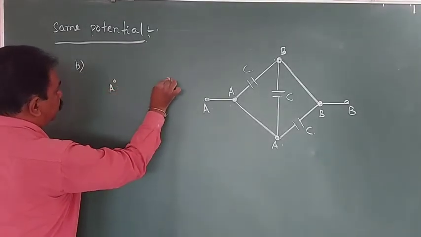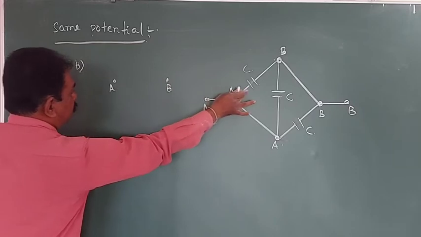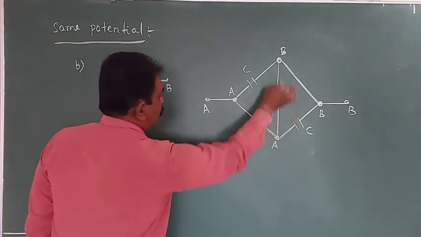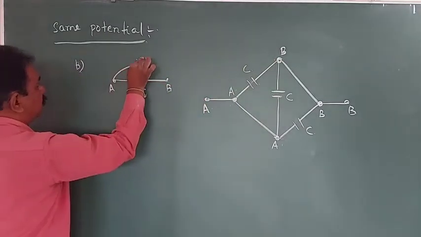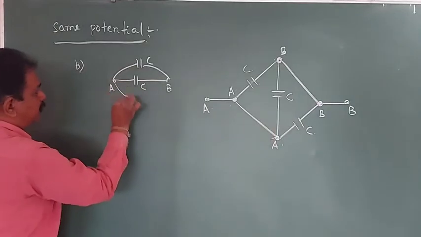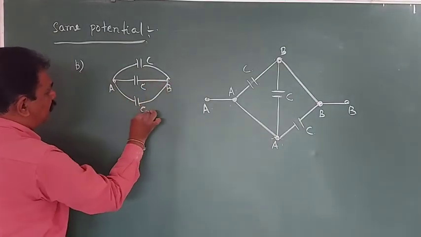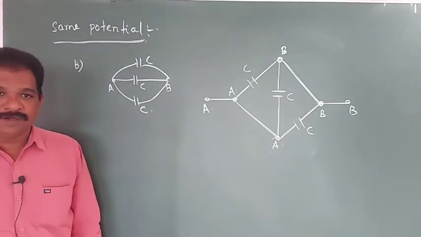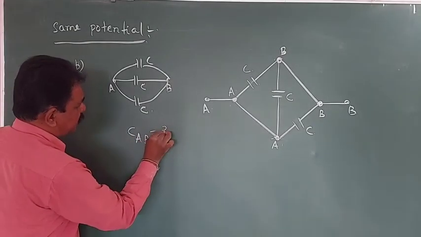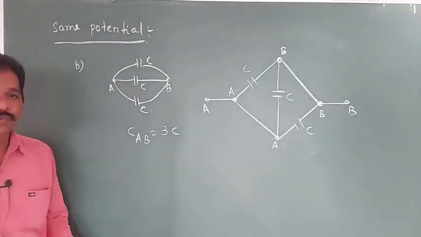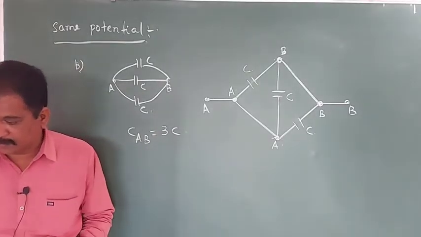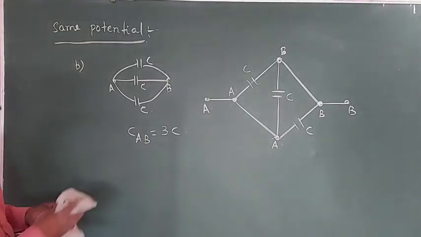A, B, A to B, this capacitor, A to B, this capacitor, again A to B, this capacitor. All are in parallel. What is the effective capacity? This value is equal to 3C. Point is clear? Next. Take one more example.